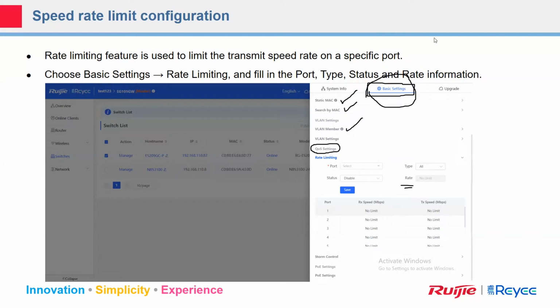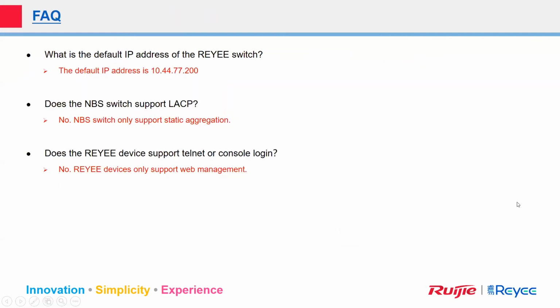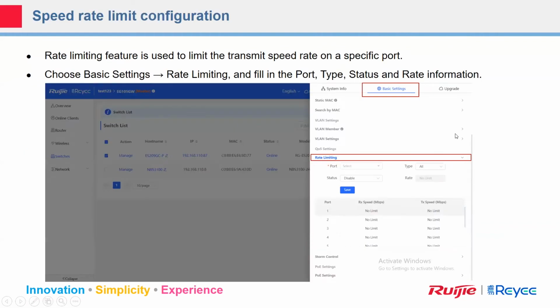All right, for the rate limit or speed rate limit, you go for the basic settings and rate limits and start doing each port configuration according to your requirements. You can select multiple ports, by the way, and set the rate for those multiple ports to be equal or the same. All right, and that's it.